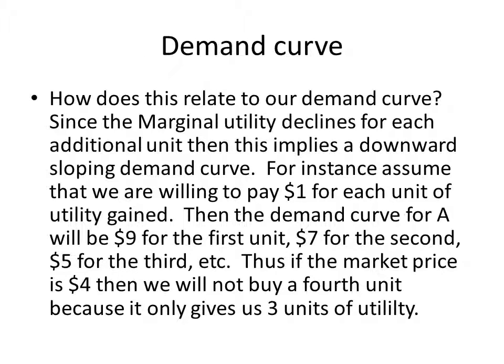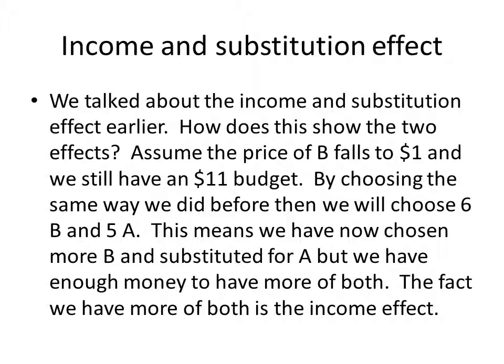So how does this relate to our demand curve? Well, you can see this fairly simply. Since the marginal utility declines for each additional unit, this implies a downward sloping demand curve. For instance, assume that we're willing to pay $1 for each unit of utility gain. Then the demand curve for A will be $9 for the first unit, $7 for the second, $5 for the third, etc. Thus, if the market price is $4, then we'll not buy a fourth unit because it only gives us 3 units of utility. So it's worth $3 to us, but it's going to cost $4.